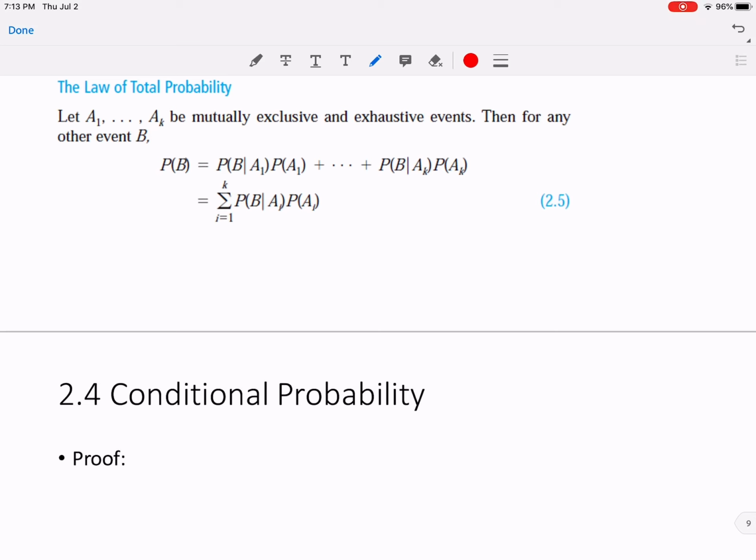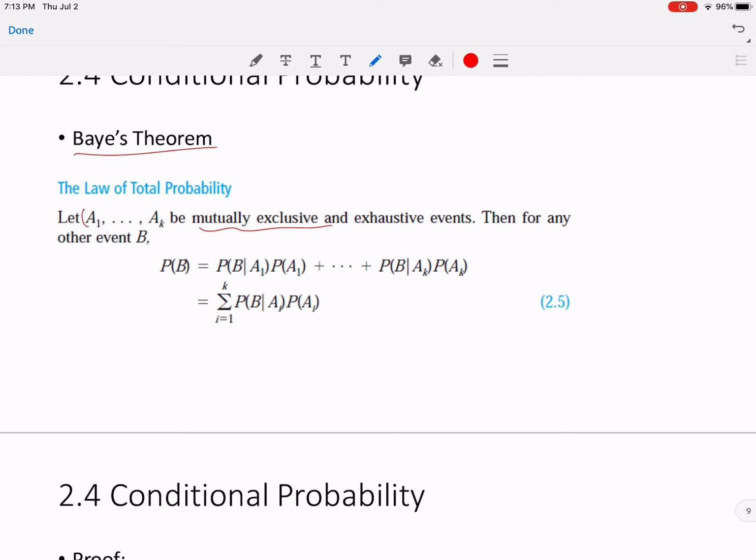So let A1 through AK be mutually exclusive and exhaustive events. Exhaustive means that those events consist of a partition of the sample space. Then for any other event B, the probability of B is equal to the probability of B given A1 times the probability of A1 plus through the probability of B given AK times the probability of AK. If we want to put it in the form of a summation, it's the sum from i equal to 1 to K of the probability of B given Ai times the probability of Ai. So let's take a look at why.